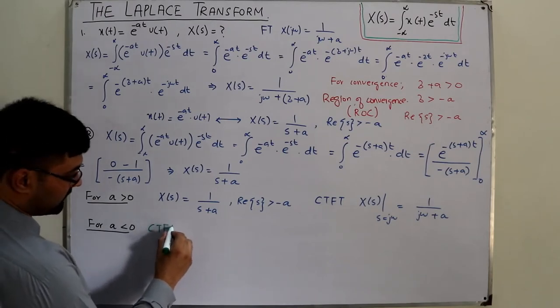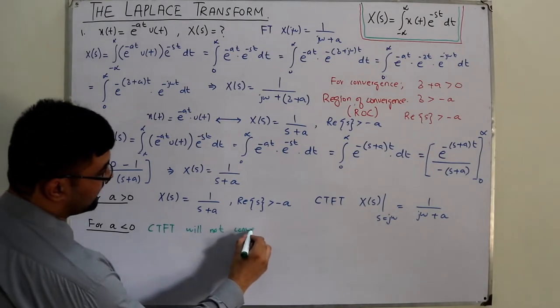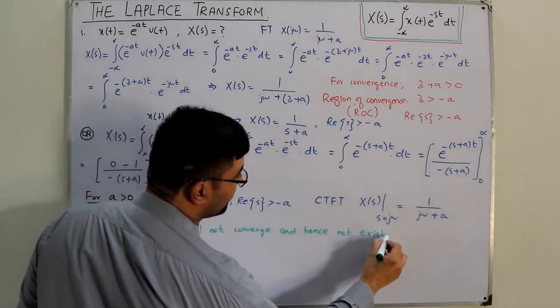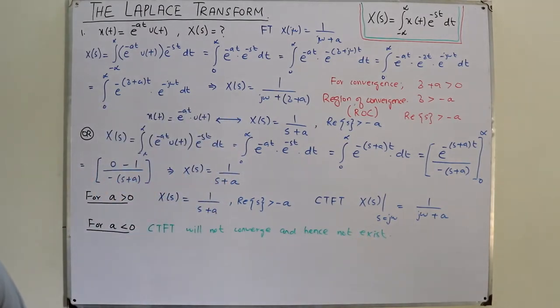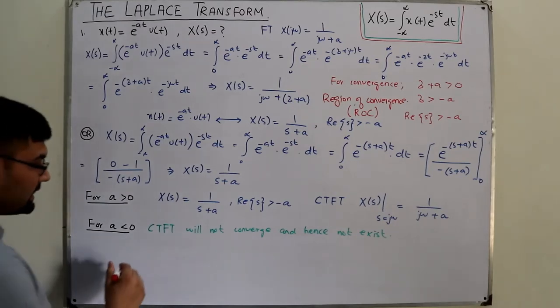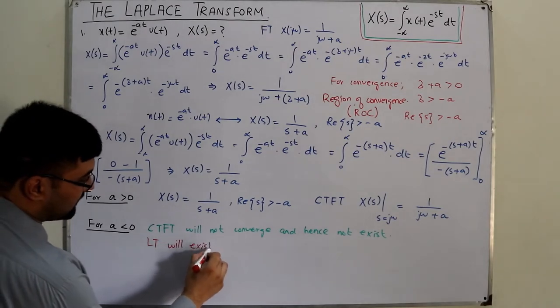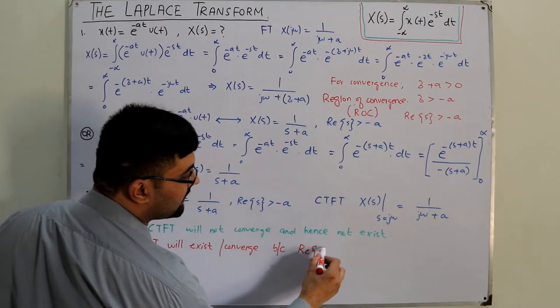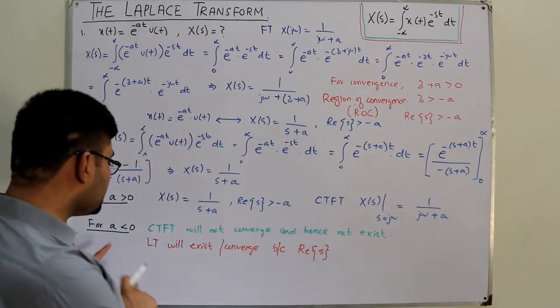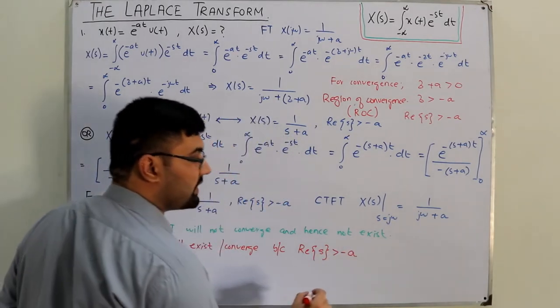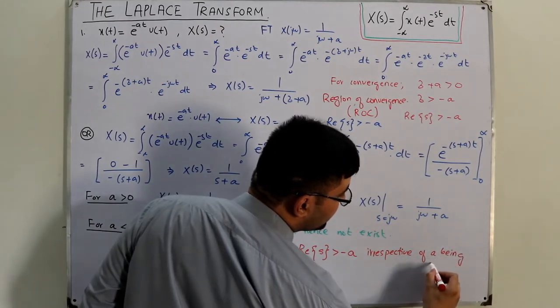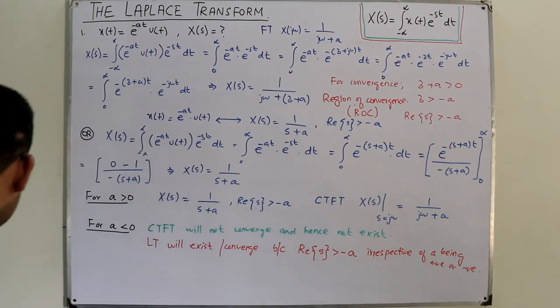Continuous time Fourier transform will not converge and hence does not exist. But what about the Laplace transform? The Laplace transform will converge, or it will exist, because the condition is not on a. Right, the Laplace transform will exist, or in other words, it will converge. Why? Because the condition is that the real part of s only depends on this thing, it does not depend on a. The condition is that the real part of s should be greater than minus a, irrespective of a being positive or negative. So this is the difference. Isn't it like this?